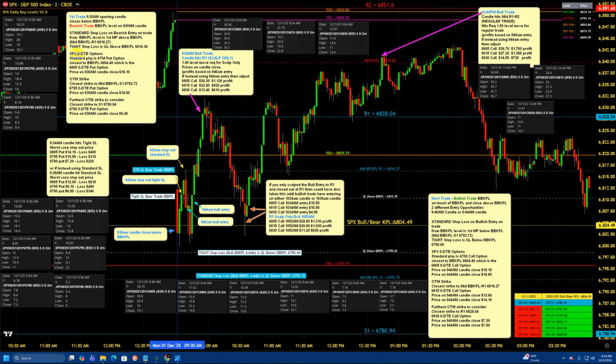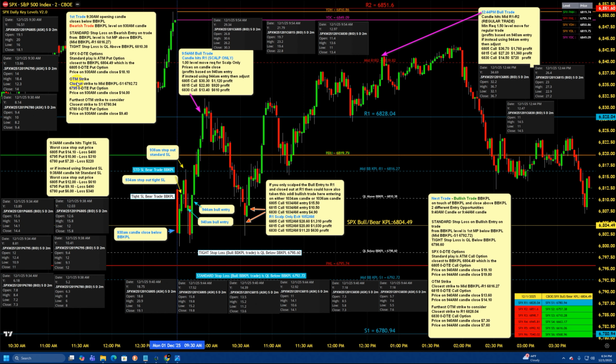The three different strikes that you can use on this particular bearish entry from the BBKPL. Standard play is the at the money put option. At the money meaning the closest strike to the BBKPL, 6804.49, which is the 6805. The price on the 9:30 a.m. candle close, the ask $18.10.